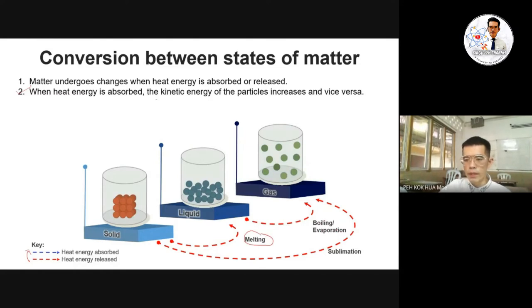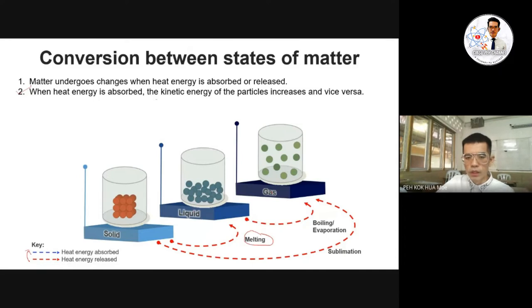So the main difference between boiling and evaporation is the boiling point. Boiling occurs at the boiling point only, but evaporation occurs at any temperature which is lower than the boiling point. And sublimation is the conversion of the solid state straight away to gas.